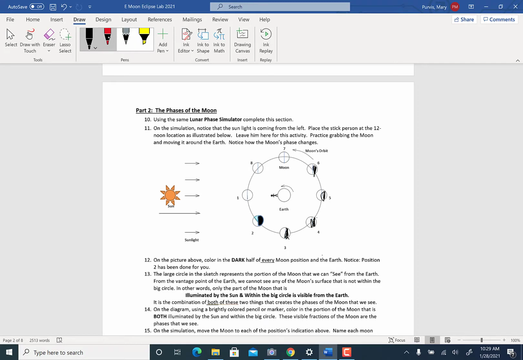But the important thing here is this big circle right here, because that circle represents what we can see. All that we can see from the Earth is the light part of the moon, because if there's no light shining on it and it's dark, we can't see it. The bit that's within the circle represents what is within the range of our viewing. So this little section here that is in the circle and light, that is the phase we see.